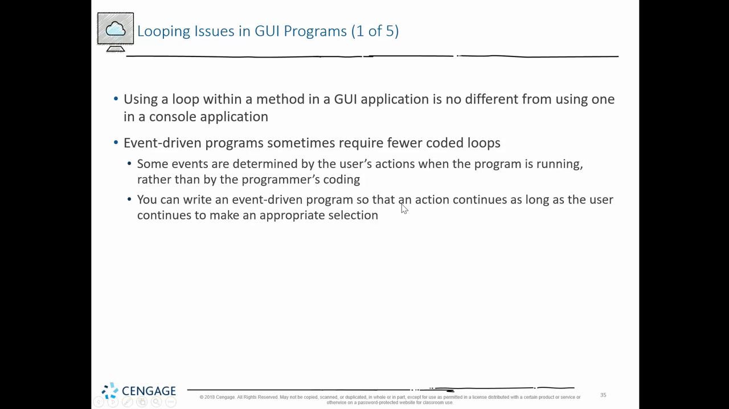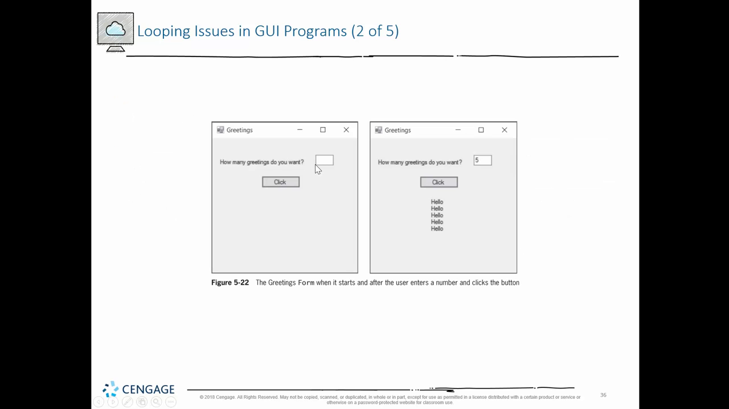All right. Issues in GUI programs. Using a loop within a method in a GUI is no different than in a console. Event-driven programs can sometimes require fewer loops because, typically, programs that aren't GUI are not truly event-driven. You want a lot of stuff to happen. But with event-driven programs with a GUI, they're more user-centric. All right?